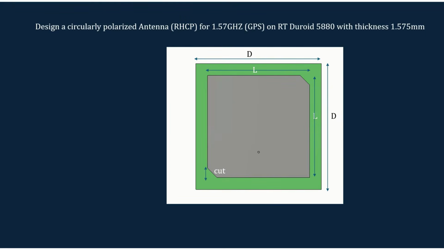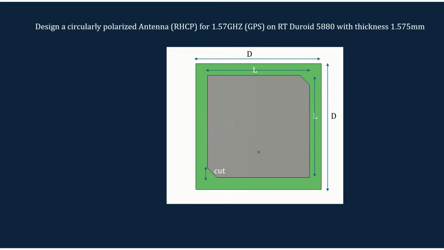Hello, in this video we are going to see how we can design a circularly polarized antenna for 1.57 GHz, which is mainly used for GPS application, on an RT Duroid substrate with thickness of 1.575 mm. So our main aim will be how we can find out the length and these cut dimensions, etc.